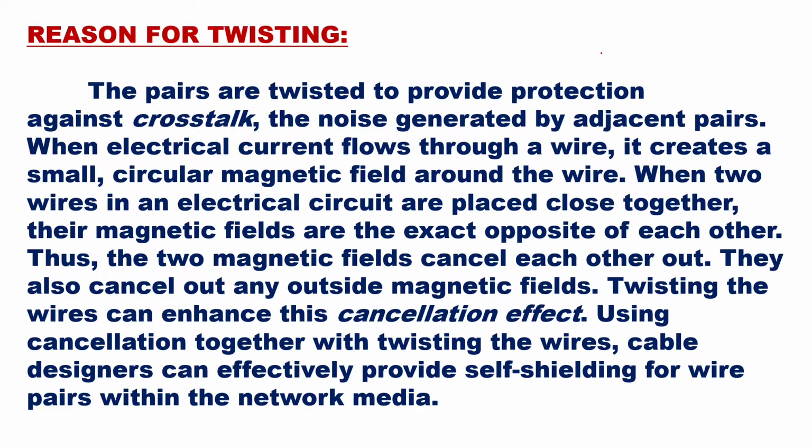This is very important. They also cancel out any outside magnetic fields. Twisting of the wires can enhance this cancellation effect. So here twisting is going to encourage that cancellation effect of the magnetic fields. So using cancellation together with twisting the wires, cable designers can effectively provide self-shielding for wire pairs within the network media. Now, this is also one way to put the theory of why we twist the wires.